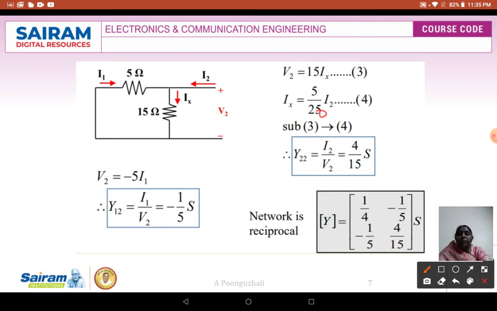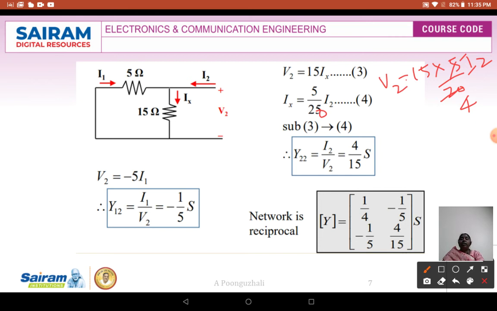Now if I substitute in this, here it will be V2 is equal to 15 into 5 divided by 20 I2. So here this 5 and this 20 cancel, it is 4. So 15 by 4. V2 is equal to 15 by 4 I2. So that is nothing but Y22, which is equal to I2 by V2, is 4 by 15 Siemens.